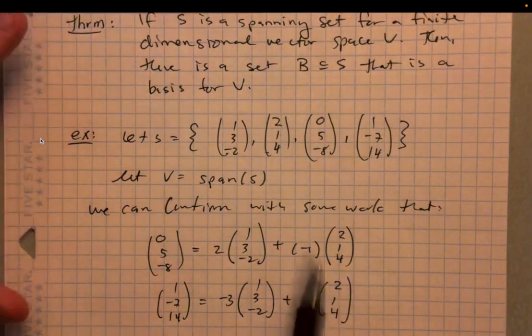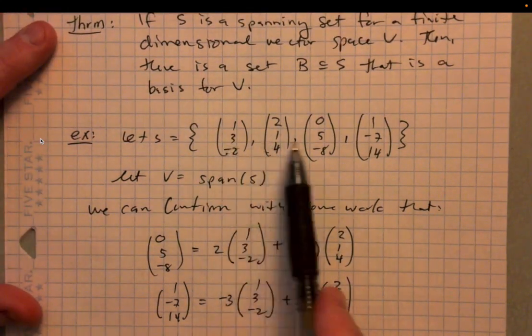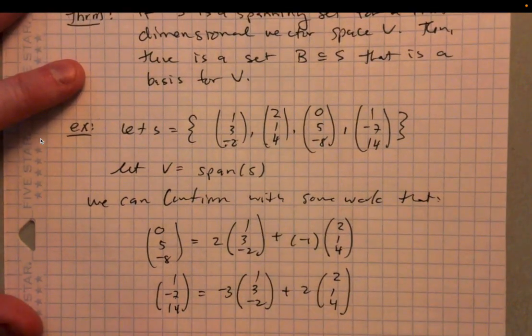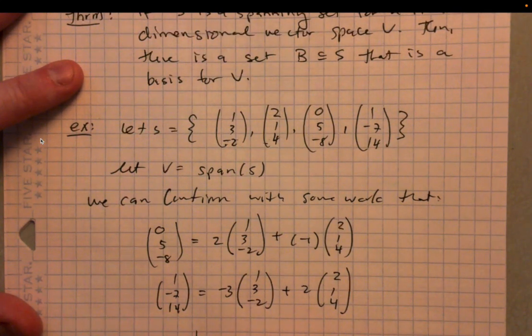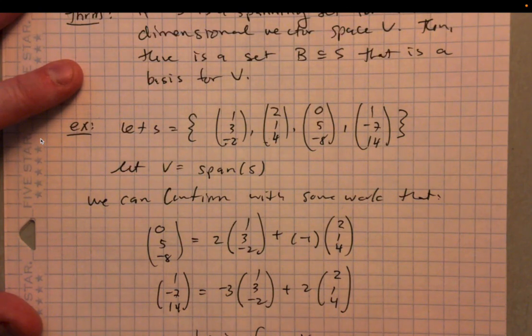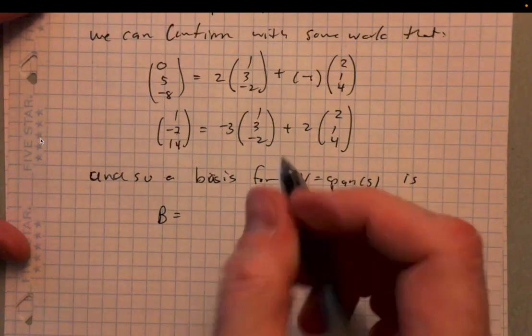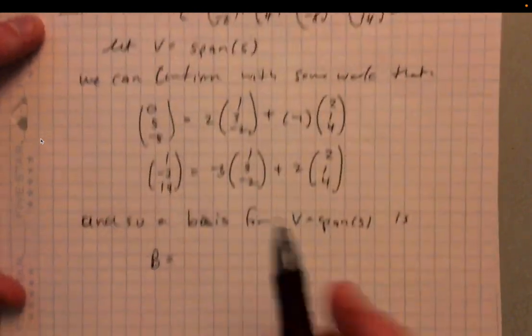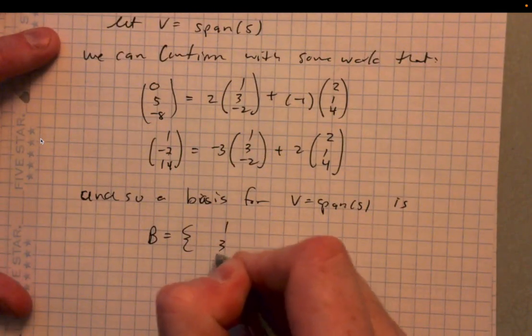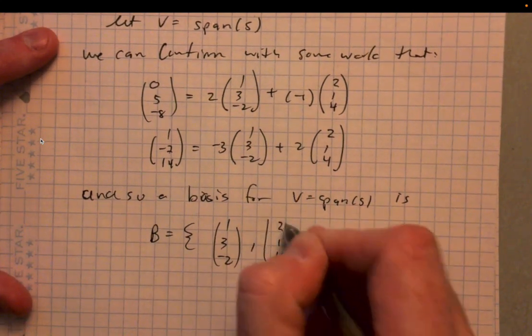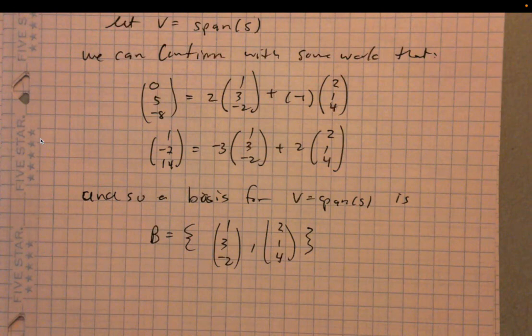Okay. These other two vectors are dependent. These first two are linearly independent, right? And so a basis for V equal to the span of S is basically these first two vectors: 1, 3, negative 2, and 2, 1, 4. Okay.